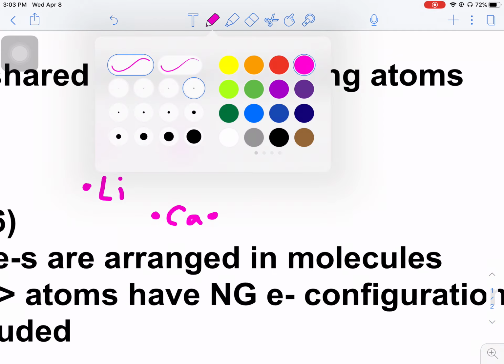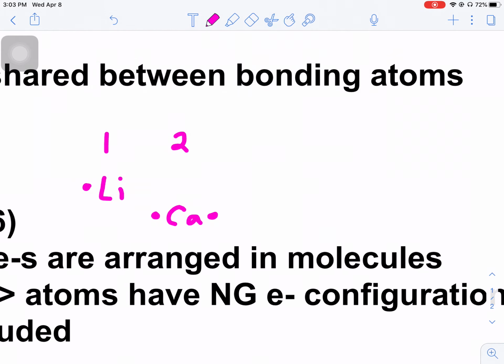Now, we skip over the transition metals. We don't do dot structures for those. But then we get over here to group 13, and I'll choose aluminum. Aluminum has three valence electrons, all of which are unpaired.